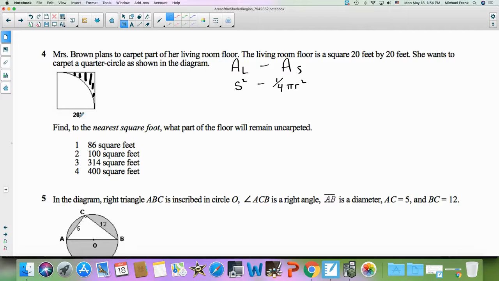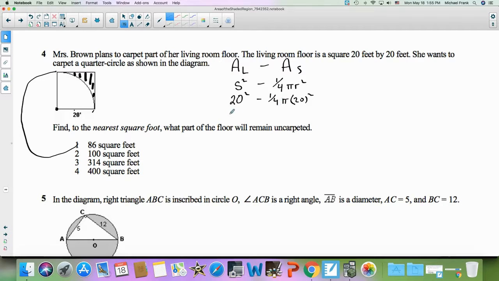Now, if we started with the area of the whole square, they're giving us the side right there. They gave it to us twice in the picture and in the word problem. So it's going to be 20 squared minus 1/4 pi. And I can also see that this is like the center of the quarter circle, right? If you can imagine the circle going all the way around here, that's the center, and that 20 is also the radius. I can just put it right in there. And it says to the nearest square foot. I'm ready to go, actually. I could just put that all into my calculator.